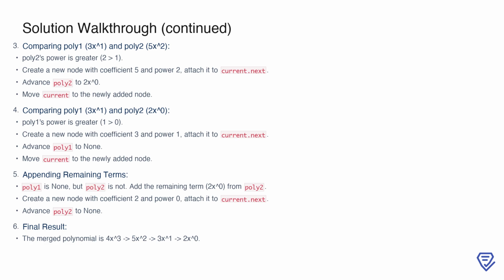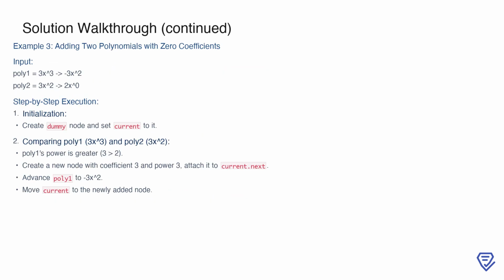Let's explore a third example where some terms cancel out because their coefficients sum to 0. Here, poly 1 is 3x cubed minus 3x squared, and poly 2 is 3x squared + 2x to the power of 0. We initialize a dummy node and set current to it.